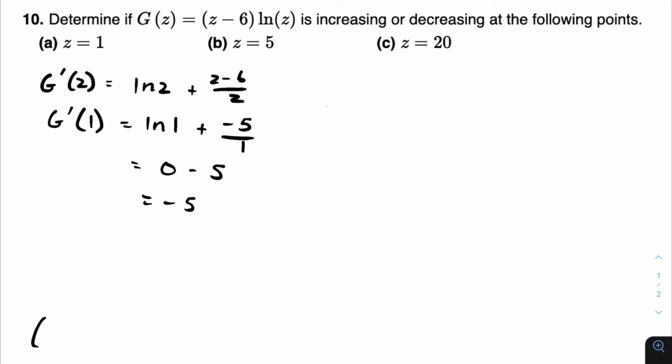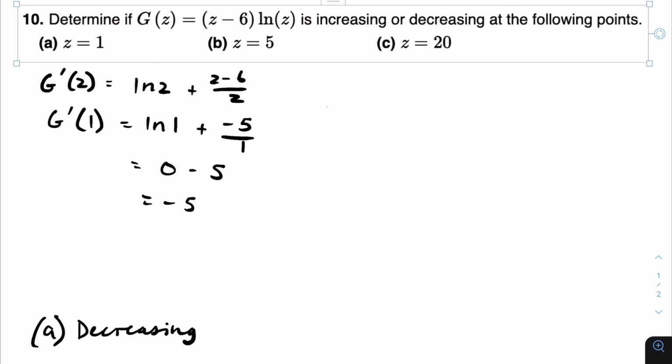So we can say at the bottom that the answer to A is decreasing. Negative gradient means decreasing, and of course that means positive gradient means increasing. A gradient of 0 just means that it's stationary at that point. So this kind of links to our stationary unit, which actually should have followed this unit. Sorry about that.